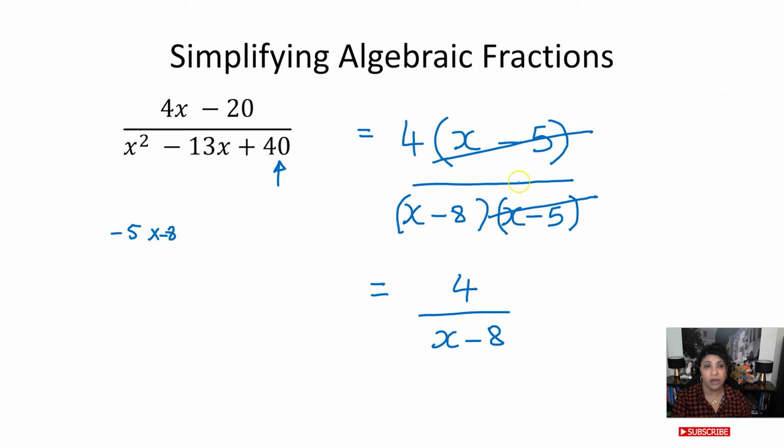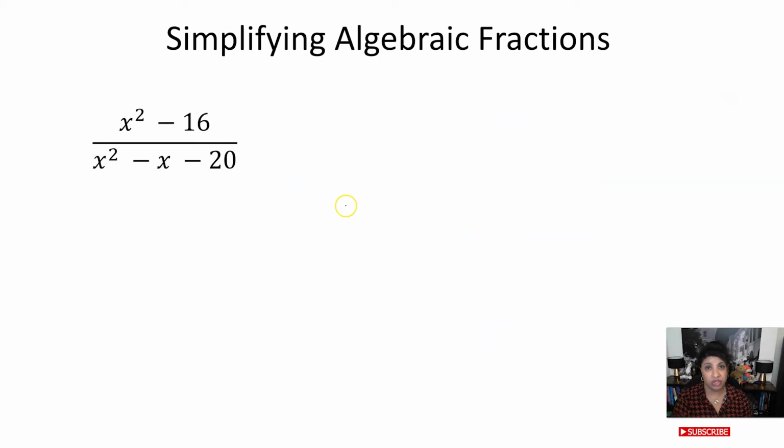So normally one of the brackets will give you a hint of what could be in the next factorization. You could see here we had x minus 5. That one gives you a hint that maybe one of these brackets is going to be x minus 5. Now I have quadratic expressions for the numerator as well as the denominator. What do I need to do? Well, we need to factorize.